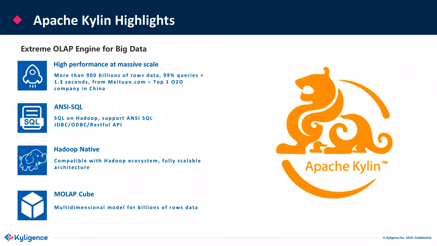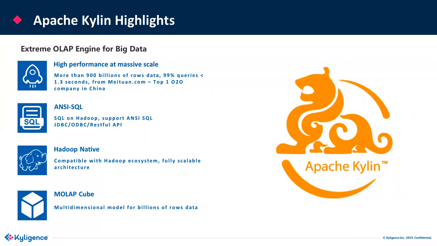I'd like to highlight one use case to show you what it means by extreme high performance at massive scale. Meituan, a very popular group buying website company in China, has around 1 trillion rows of data. They have achieved 99% of queries running under 1.3 seconds with Apache Kylin.